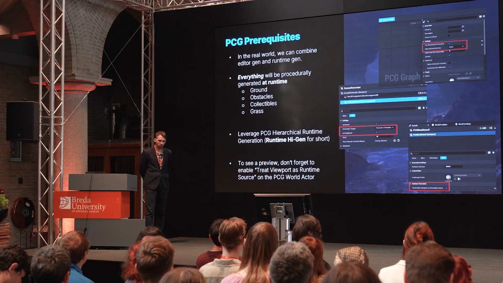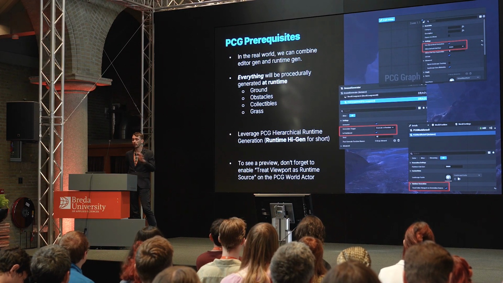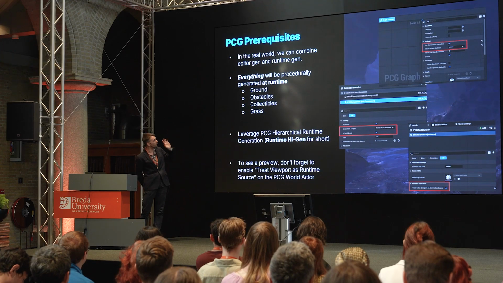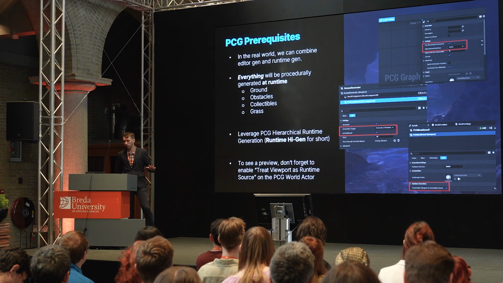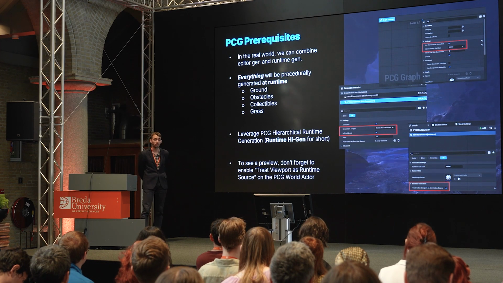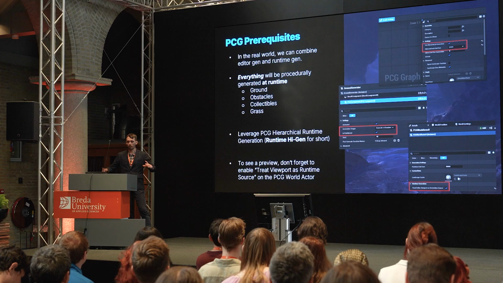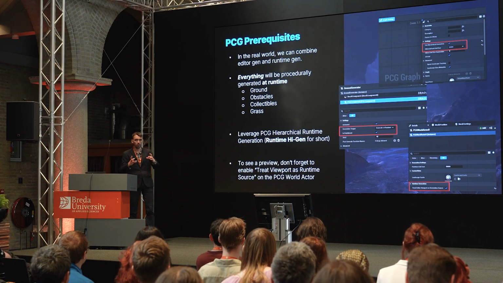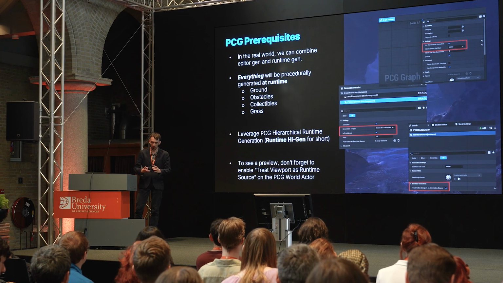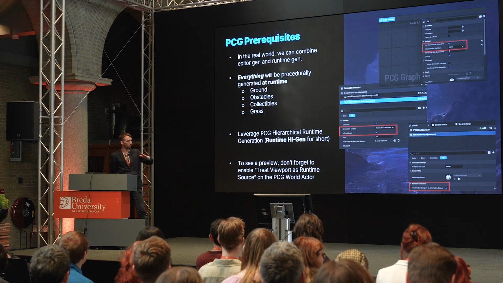Usually when you do PCG at runtime, you combine editor generation, so offline generation, and runtime generation. But for this demo, I wanted to do everything at runtime. So the ground is generated at runtime, the obstacles, the collectibles, the grass, etc. This leveraged the PCG hierarchical runtime generation. For those who are not familiar with it, hierarchical generation is just a way of partitioning your bounding box on a grid, and you can have different levels of partition, smaller and smaller, and you can generate the top, then the bottom, and so on.